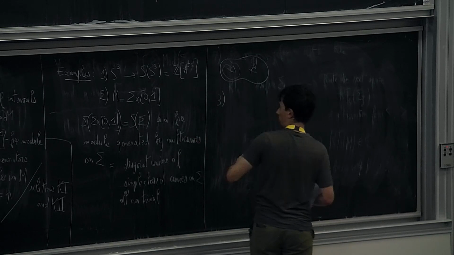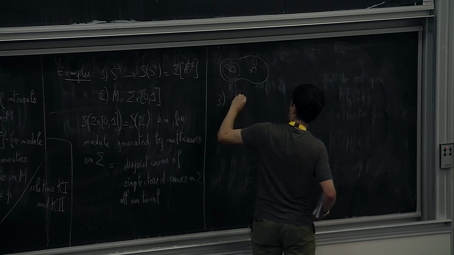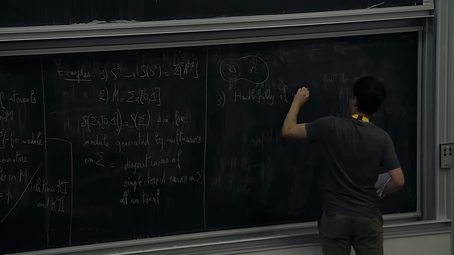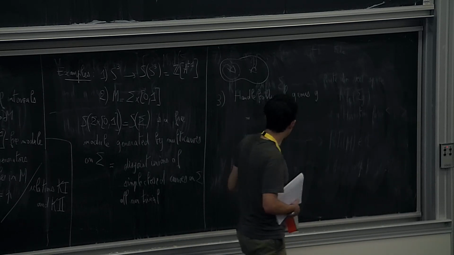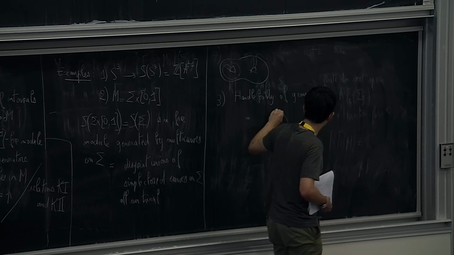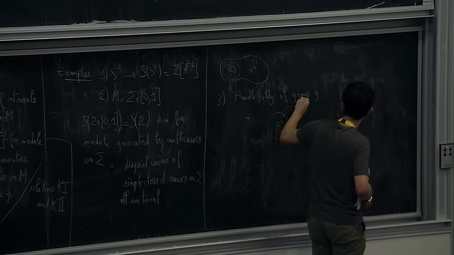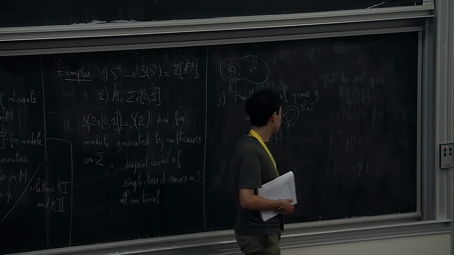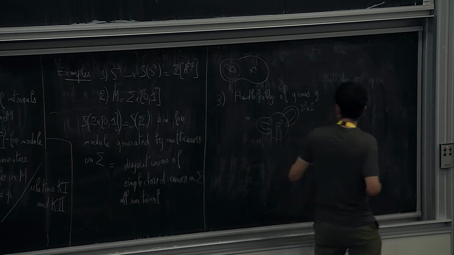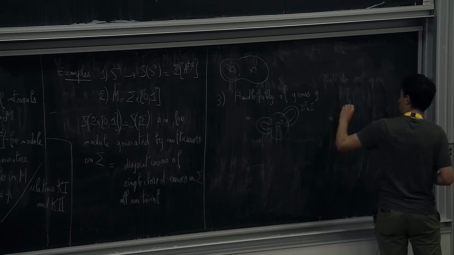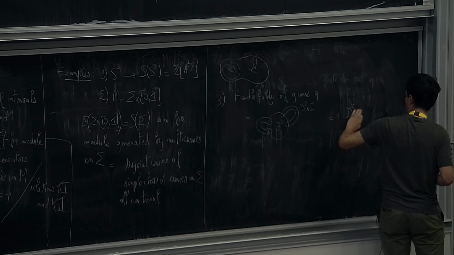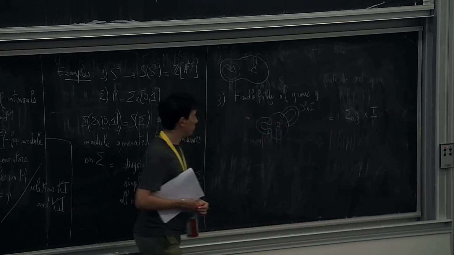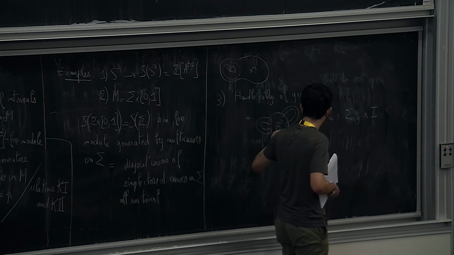So another example will be the handlebody of genus G. For the definition of a handlebody of genus G, you can think of it as taking a ball B3 and then gluing several copies of D2 times interval onto the ball. So if you glue G copies of D2 times interval onto B3, you get the handlebody of genus G. But you can also think of this as the disk with G holes, the surface sigma 0,G, times an interval. And so again, the handlebody of genus G will be a free module.